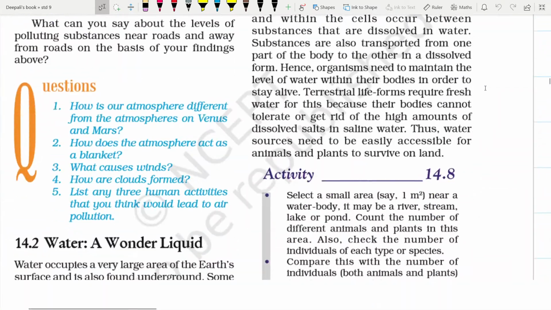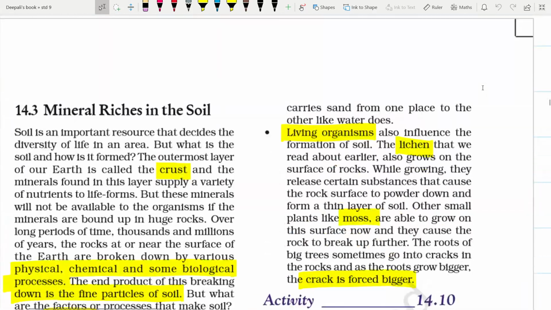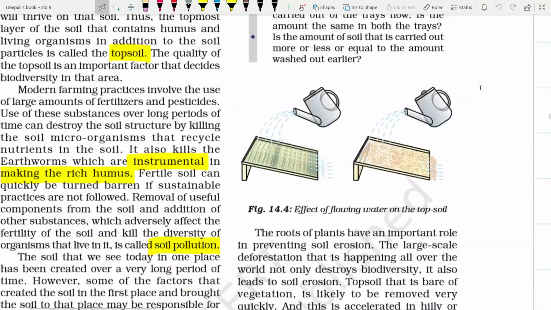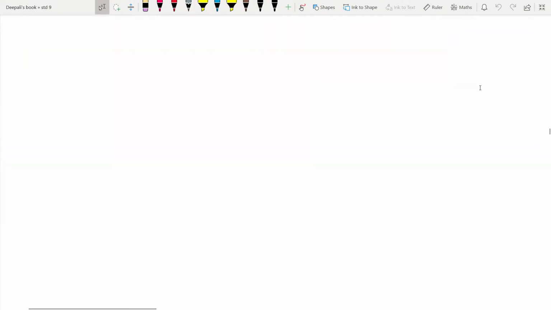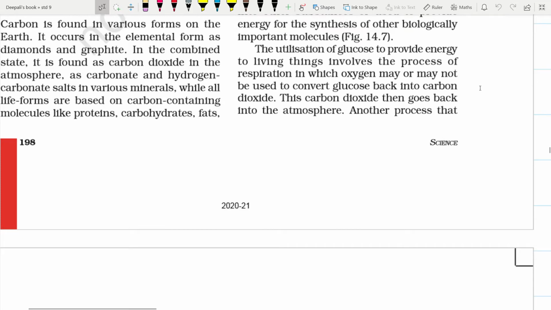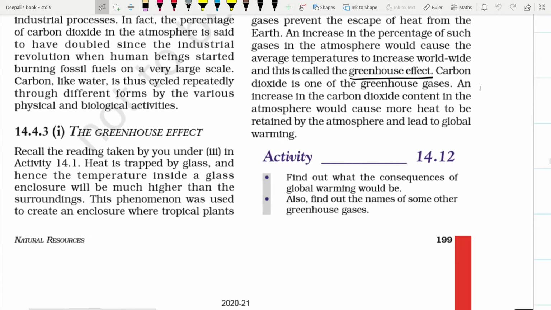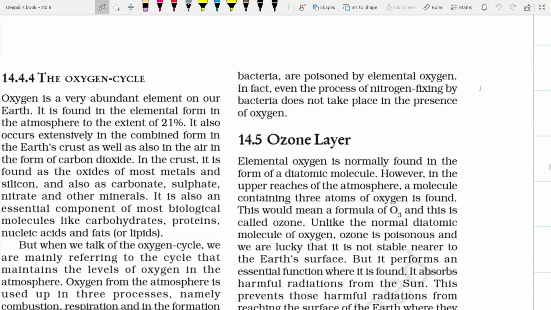We know that oxygen is the life-giving gas present in the atmosphere around us. We all exist and our lives exist because of oxygen. Now let us see how this oxygen is circulated in the different spheres of the Earth. The oxygen cycle.